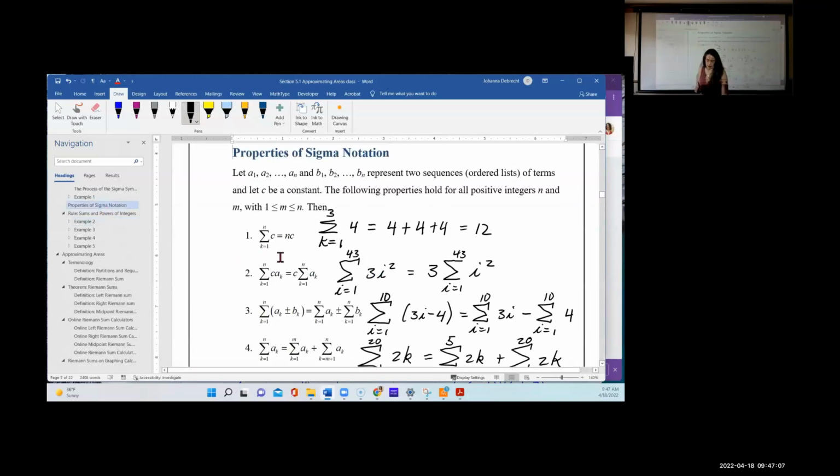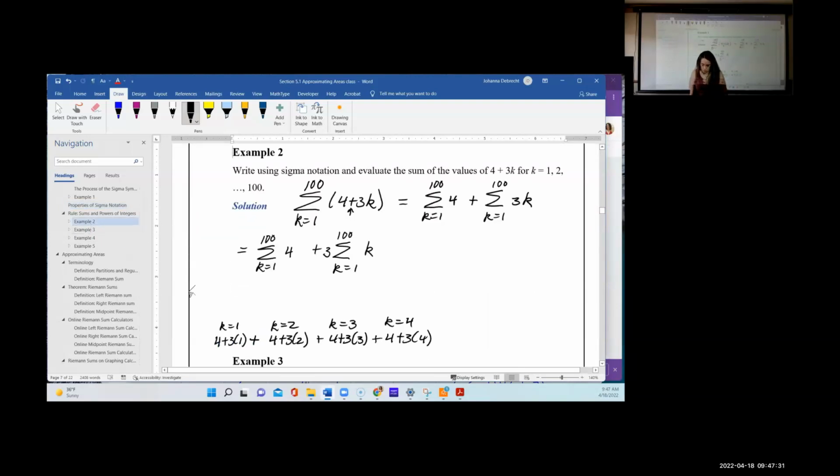So I'm going to click up here. So the property is, if you're going from 1 to n of a constant, multiply the upper limit of summation by the constant. Now this requires that you start at 1, all right? This must start at 1. So we're going to come down here to example 2, and we're going to start with 100 times 4. All right, that's our first rule.